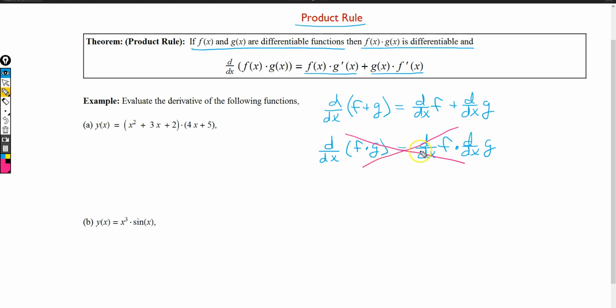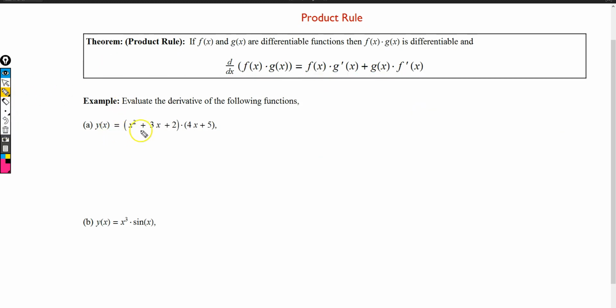It's very easy to make this mistake from the sum and difference rule, because this is true for the sum and difference rule, but it is not true for the product of two functions. So put a big no right here. So this is how you have to differentiate the product of two functions. So let's take a look at two examples, and then we'll look at the proof of this.